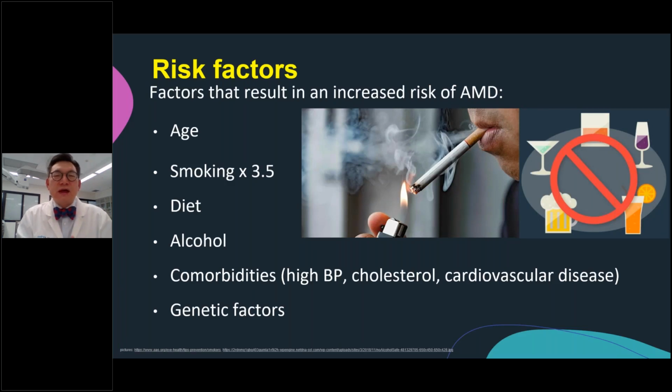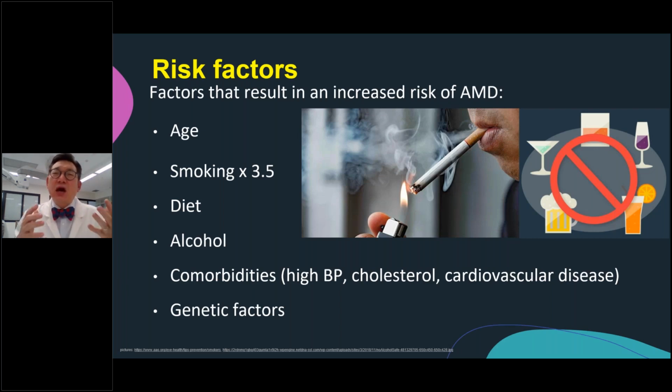Macular degeneration has a number of risks that many of you may already know. We know that it increases as we get older, so age is a risk factor. Smoking is a definite and modifiable risk factor. That is, there can be an increased risk of up to 3.5 times if people smoke. Diet has an issue too, and you can see here alcohol, sweets, fast food. All these can actually increase your risk of getting macular degeneration.